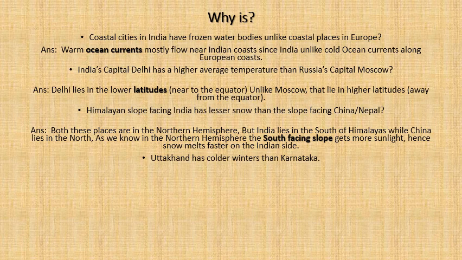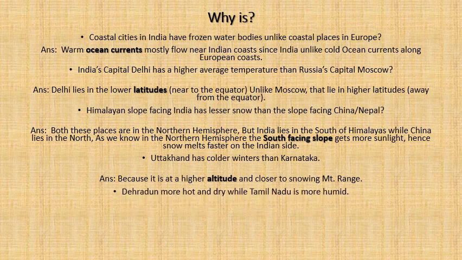Uttarakhand has colder winters than Karnataka. What is the reason? Because Uttarakhand is at a higher altitude and closer to a snowy mountain range. Some regions in Karnataka are also at a higher altitude but not as high as Uttarakhand, and no region in Karnataka has a snowy mountain range. So these are two factors which are important for Uttarakhand to have colder winters than Karnataka.